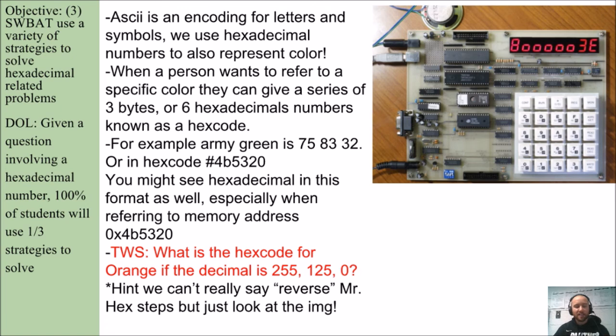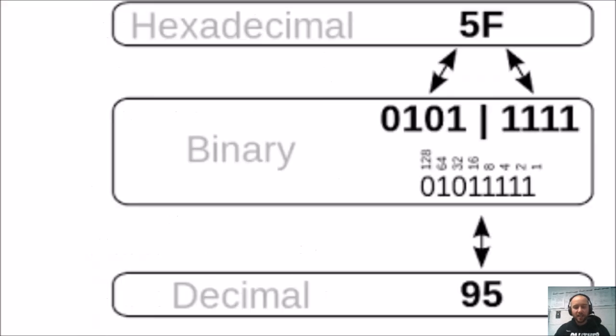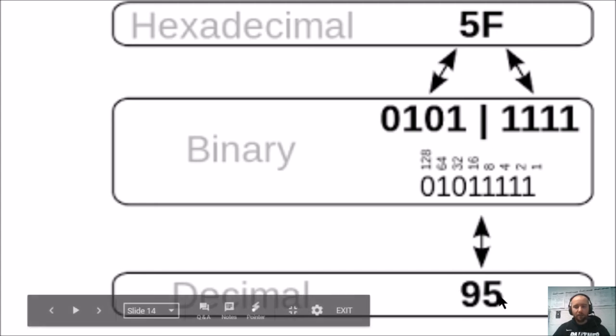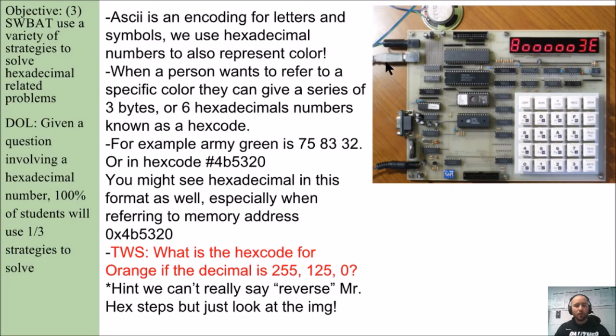A memory address is very much different than processing. Okay, in computers, you have storage and you have processing. If you want to get more technical, you also have the input and outputs, but these 4 things are basically what a computer is. So my think-pair-share here is, what is the hex code for orange if the decimal is 255, 125, and 0? Hint, we can't really say reverse, but just look at this image right here, and that should help you. It's not a complete reverse. Seeing how I gave you the decimal number, now you come up with the hex. Those numbers, again, are 255, 125, and 0.